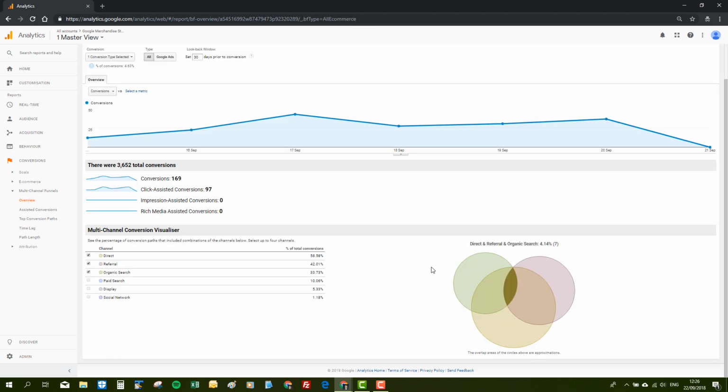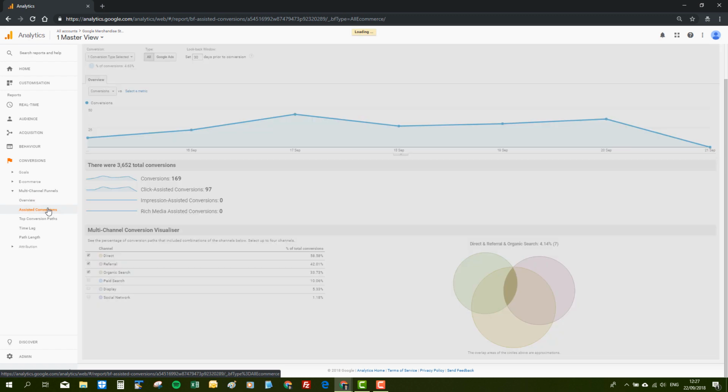When we have e-commerce selected, we have this nice Venn diagram here that shows the relationship between our three top channels here, which would be direct, referral and organic search, where they interact, and the percentages in all of the different segments of the Venn diagram itself. It's a useful visualization tool, and we're able to see things like our click assisted conversions and our number of conversions. Let's dive a little bit further into assisted conversions.